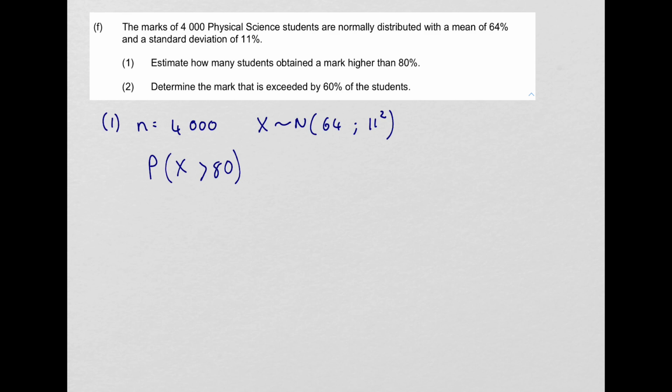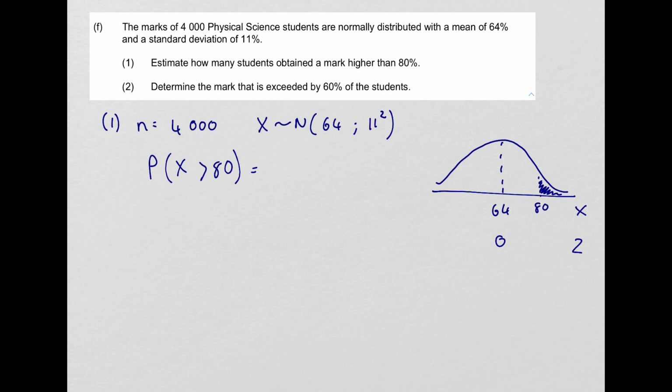in the test. Okay, but now in order to do this, we obviously have to convert to the relevant z. Okay, so let's draw the diagram. And we know that the mean in the middle here is 64 when we're talking about x, and it's 0 when we're talking about z. But 80% obviously is to the right of the mean. So 80%, we're looking at this region here. All right?